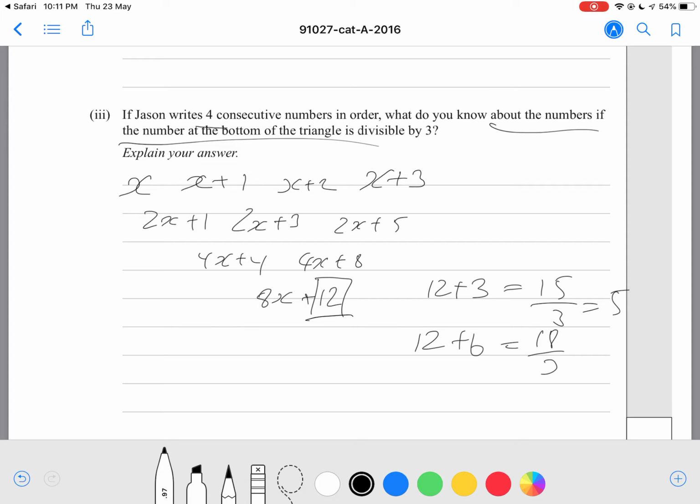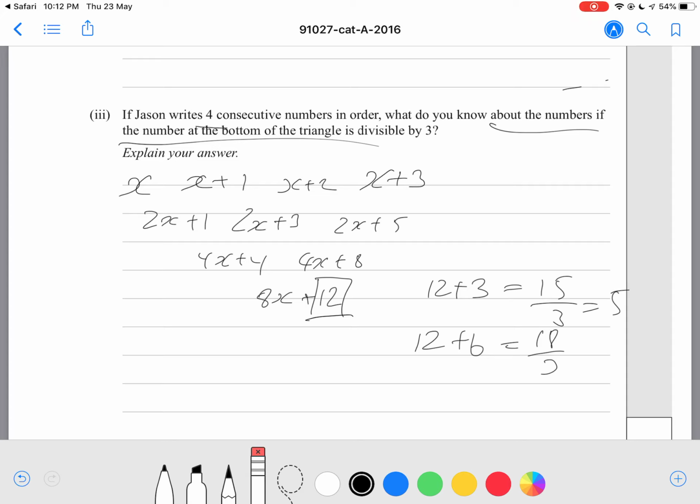So if we add a multiple of 3 to a multiple of 3, the result will be divisible by 3, okay? But for example, if we say 12 plus 2, 2 cannot be divided by 3. So if we say 2 divided by 3, that's going to give us 0.666, so that won't give us an integer value, okay? So we say 12 plus 2, that's 14. 14 can't be evenly divided by 3, okay? So it has to be 12 plus another number that's divisible by 3, okay? And the only way to do that is if x is equal to 3, okay?